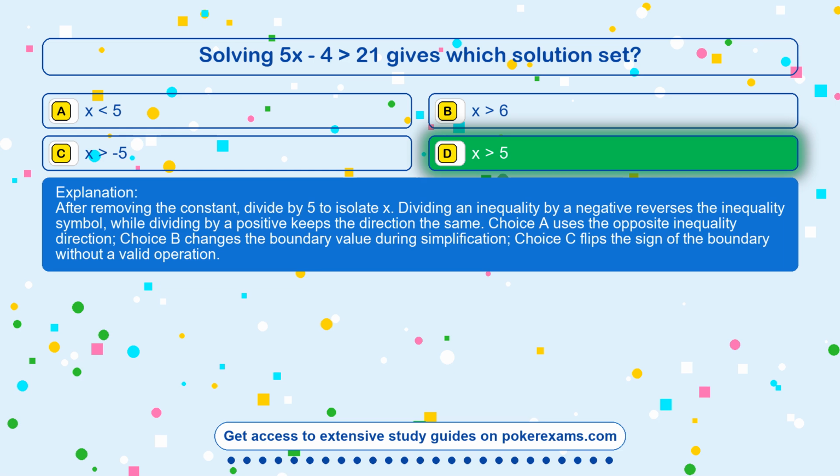Choice A uses the opposite inequality direction. Choice B changes the boundary value during simplification. Choice C flips the sign of the boundary without a valid operation.